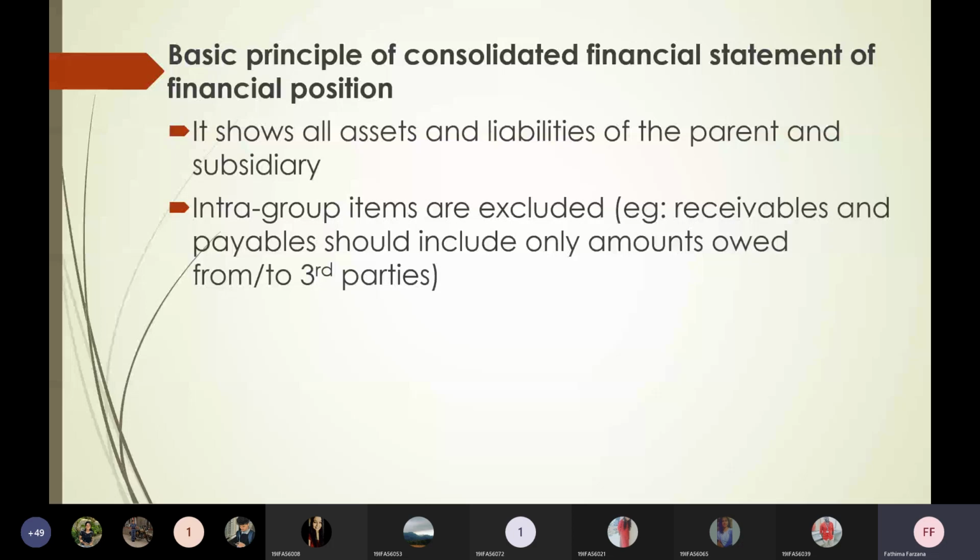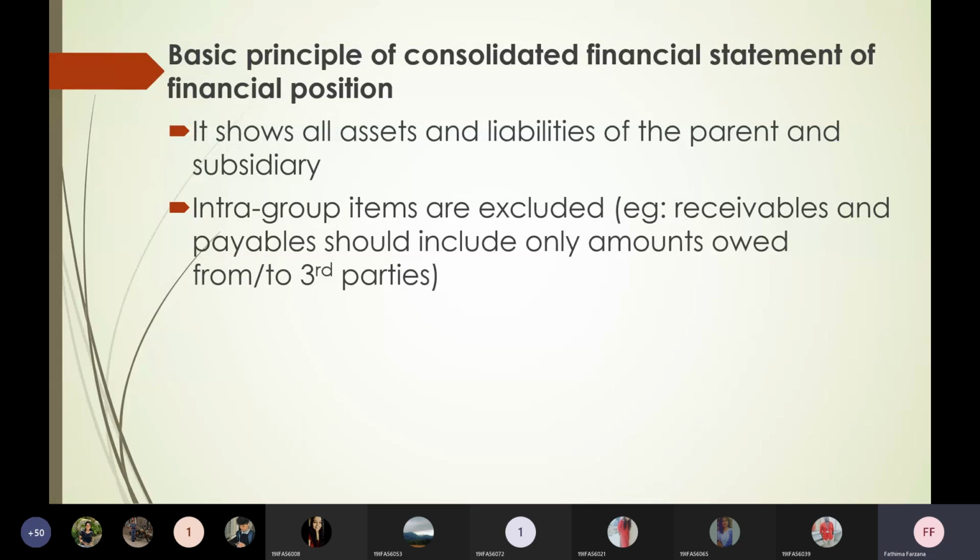Okay. So can a parent have more than one subsidiary? Is it possible? Yes, ma'am. Why not? Yes, it can have. Okay. So the first one is it shows all assets and liabilities of parent and subsidiary together. And who will prepare this? Parent company. Okay.